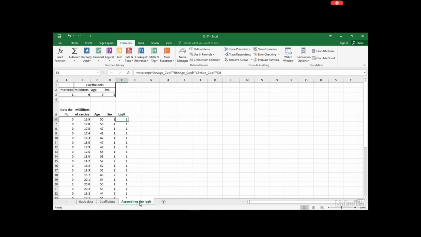Now, we want to assemble the logit at this point, and the logit, of course, is the log of the odds, as we've discussed in prior lessons. It's the direct result of applying the logistic regression equation to the observed predictor values. For example, this value of the logit in cell E6, if you look in the formula bar, is the intercept plus the dosage coefficient times the value in B6, which is the milliliters of the vaccine that this person received, plus the age coefficient times cell C6, and that's the coefficient times the person's age. Finally, we add the sex coefficient times the value in D6, and that's the person's sex.